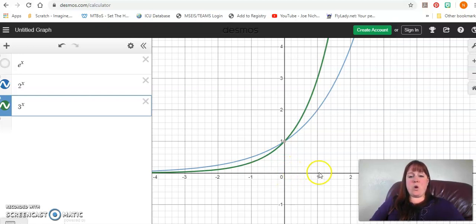When x equals 1, 2 to the x equals 2, right? 2 to the 1 is 2. And then when x equals 1, 3 to the x equals 3. So e should be somewhere in here, right? Shouldn't it go to here, about 2.718?